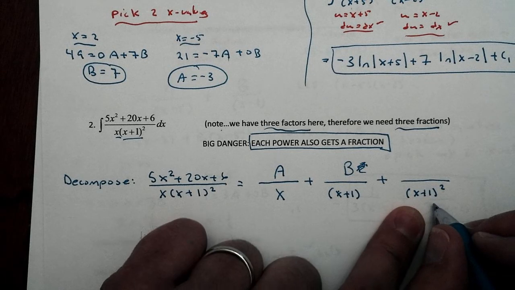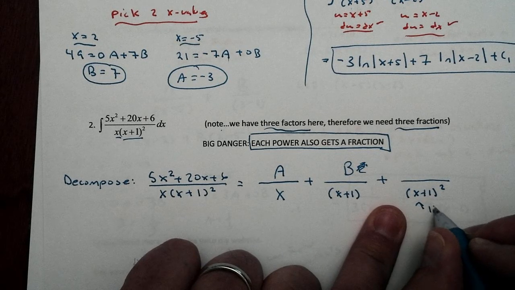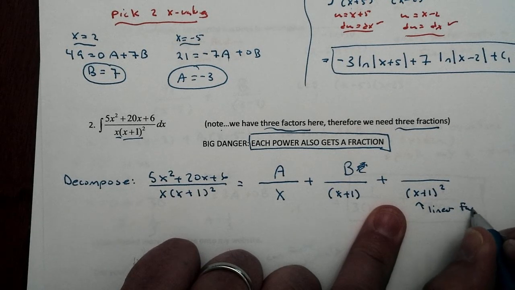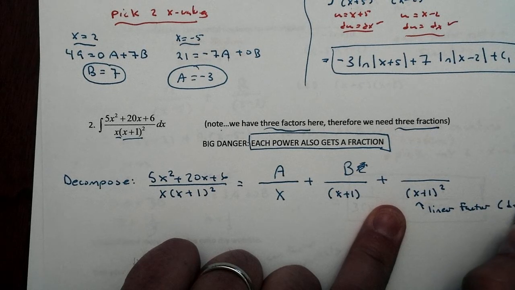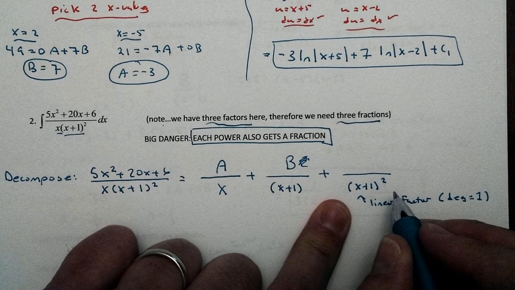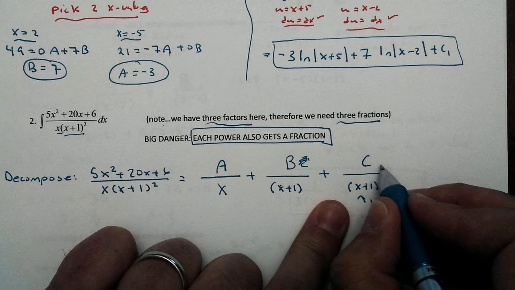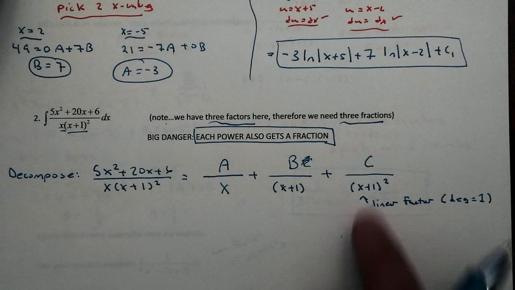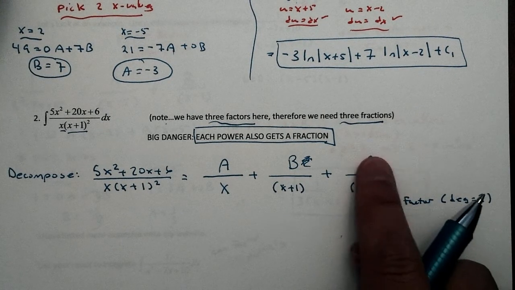So this is still a degree of 1. This is still a linear factor. So it has a degree of 1. So on the top, we're just going to put C, x to the 0. You'll see the difference later on in another example when that is not just C.